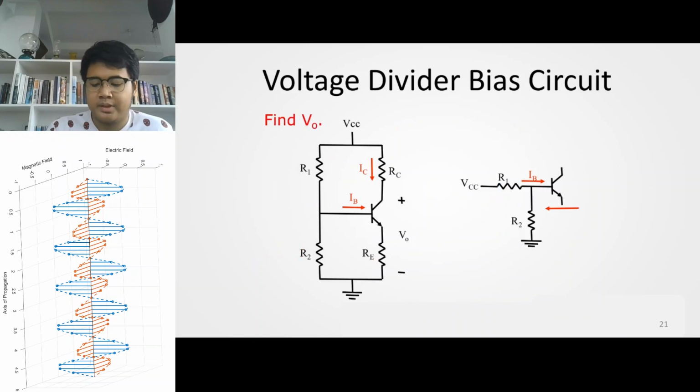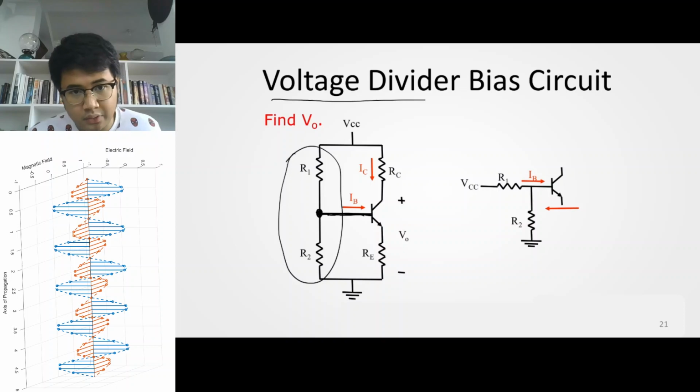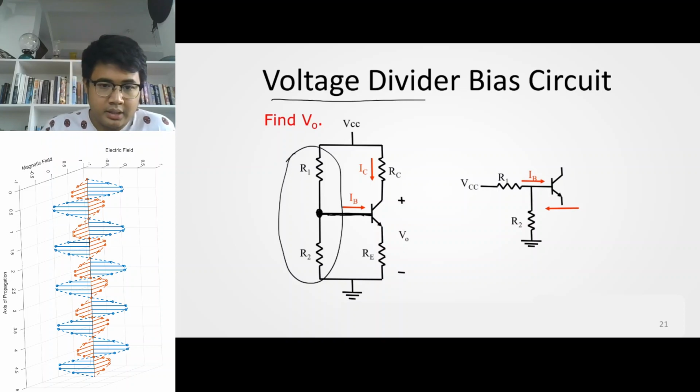Okay? Another example, one that is more flexible compared to the others, is the voltage divider bias circuit, where you have a voltage divider connected at the base, right here. Using this voltage divider bias circuit, we have more flexibility in setting the potential here, VB, so that we're able to select a V out more flexibly.